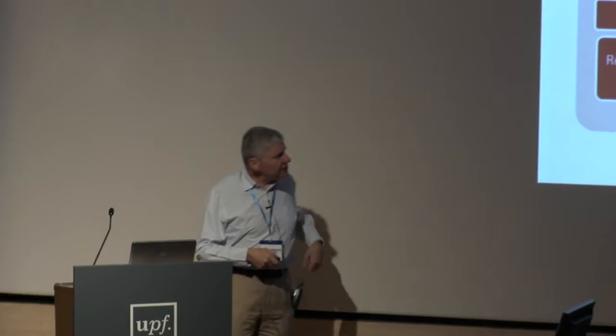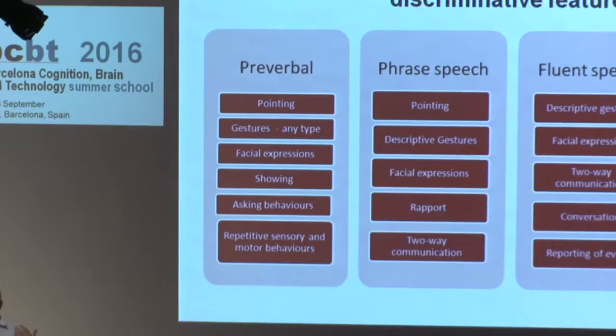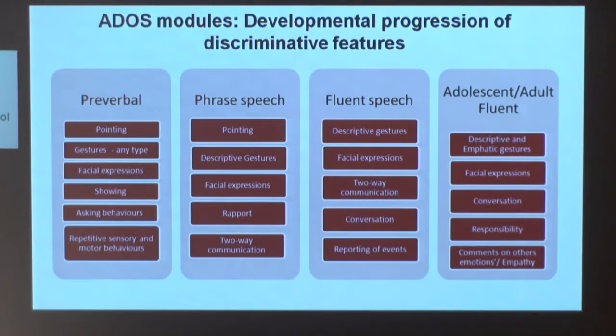It's a process where you sit in the room with the person, and you have a videotaped interaction where you basically try and make them exhibit social behaviours. There are different modules: a pre-verbal module, one for somebody who has just phrase speech, one for somebody who has fluent speech, and then an adolescent and verbally fluent adult. And you'll see that the emphasis in the algorithm changes as you get older.